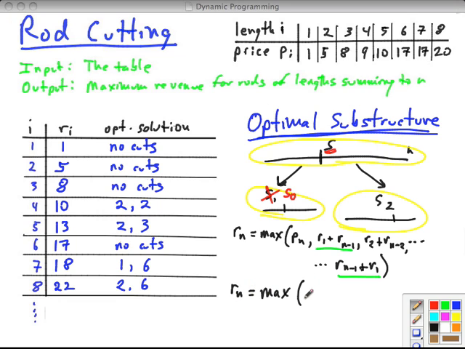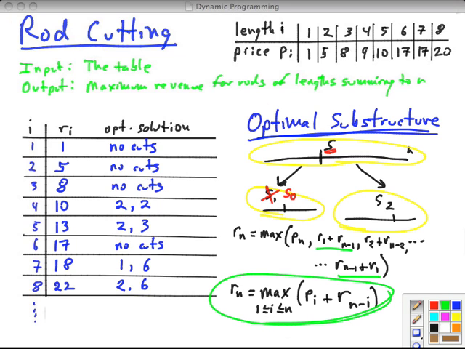It'll be the max across the value of whatever size piece we cut off, piece of i, where i is going to go from 1 to n, plus, here's the recursive part, the value of the part remaining, r of n minus i. So this tells us what the recursive structure of the problem is, and we can now use it to build our solution to the problem. And note that we don't know in advance what i will be, what size of piece we should cut off, but we know that one of them must be right. So we'll check all of them.